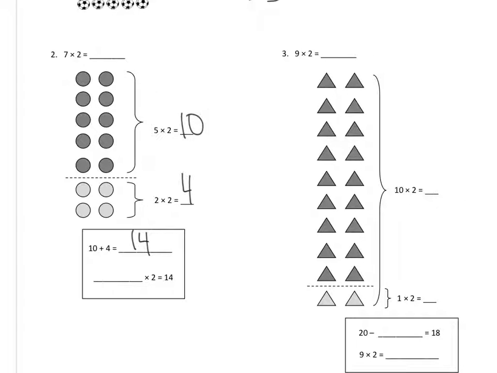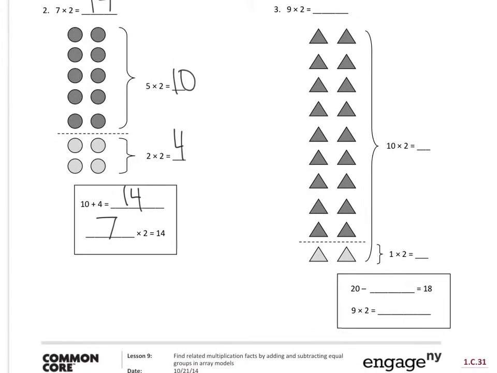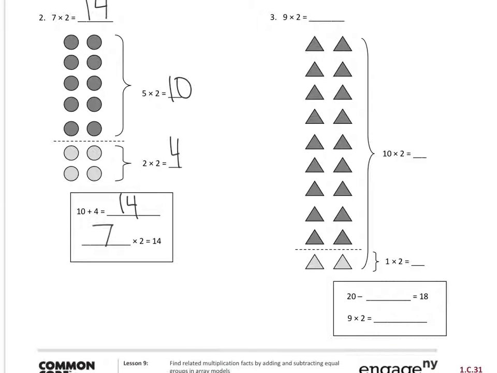10 plus 4 is 14. So, what was I multiplying by 2 for my whole entire array? 7 rows of 2 equals 14. So 7 times 2 equals 14. Sometimes the different steps in the boxes can get confusing, so just try to use your array to help you. Let's practice another one. This array is a 9 times 2, or a 9 by 2 array.